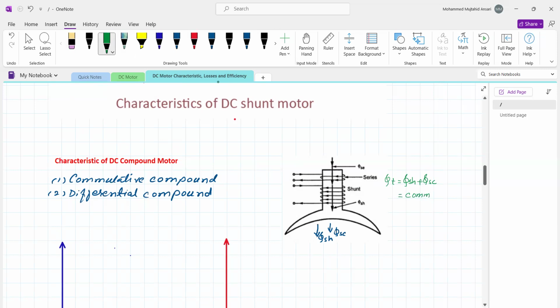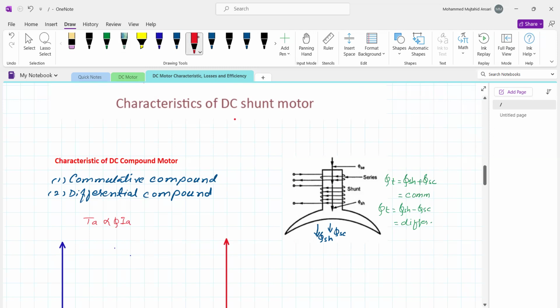Okay, now when the total flux phi t is equal to phi sh minus phi se, then it is called a differential compound motor. The things are already explained in the DC generator. Now we know that the torque TA is directly proportional to the flux produced by the field winding and the armature current.